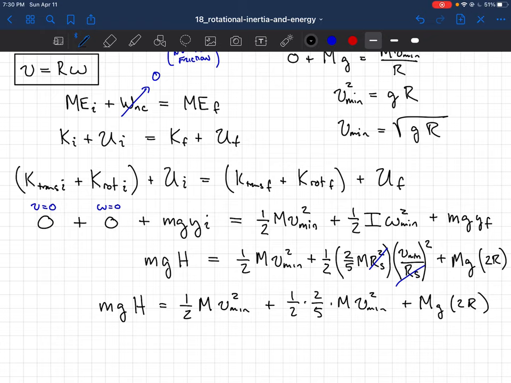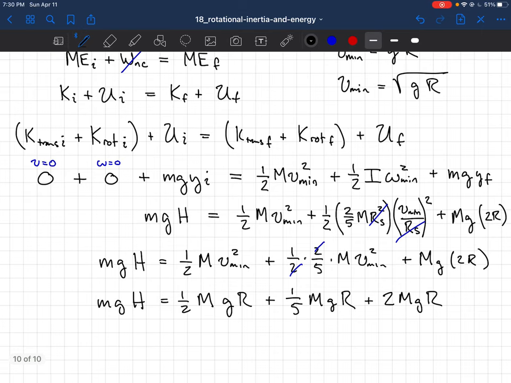Okay. We have more cancellations because look, we have this definition of V_min, which is square root of gr. So we have mgh is equal to 1/2 m, and then V squared, which is just gr. And we have the same thing here. The 2 cancels out, so I get 1/5 mgr, and then I have 2 mgr. If I combine all of that, what do I find? Well, I can divide both sides by m. That little m and big M, those are the same things. I can divide both sides by g, because it appears in every term. And I get h is equal to r over 2 plus r over 5 plus 2r.